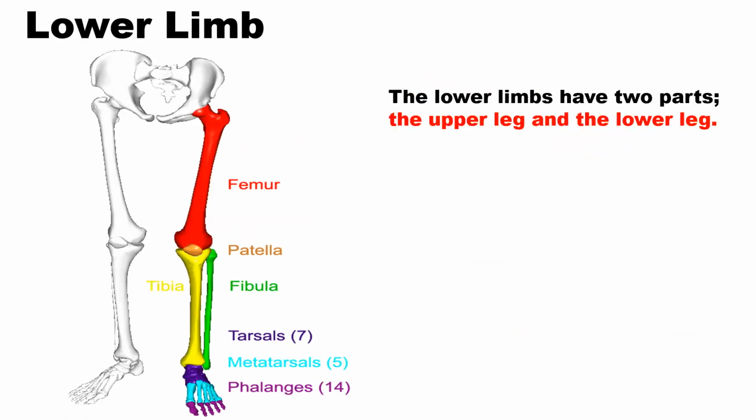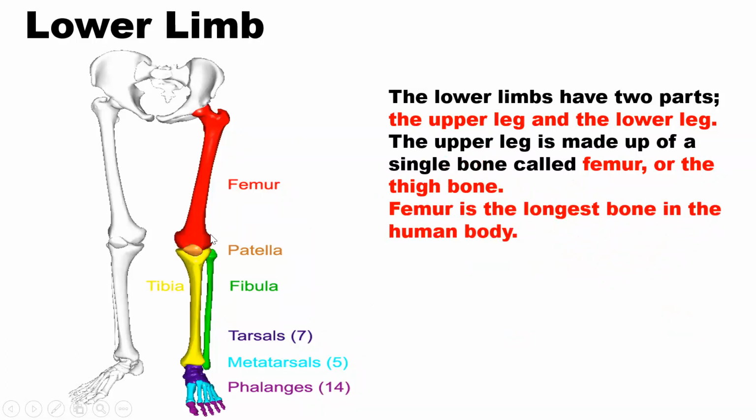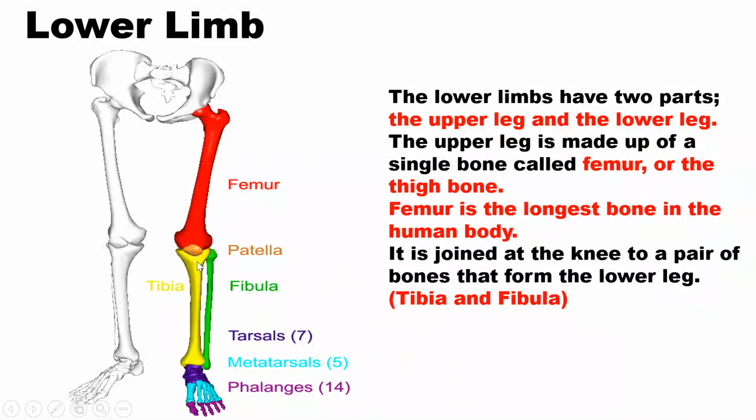What about the lower limbs? The lower limbs have two parts, the upper leg and the lower leg. The upper leg is made up of a single bone. As you can see here, it is also known as the thigh bone, and it is called femur. Femur is the longest bone in the human body, and it is joined at the knee. So this is the part which is known as the knee, and these bones are joined.